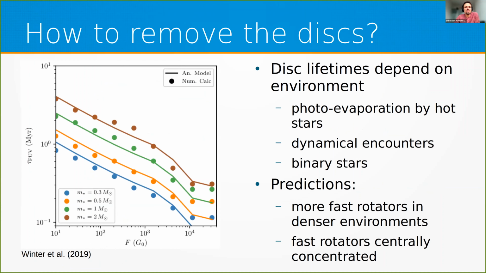But what could remove the disks of the stars? Well, the disk lifetimes depend on the environment, and you can have photoevaporation by hot stars, for example.